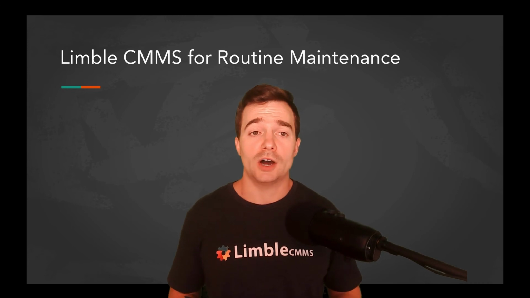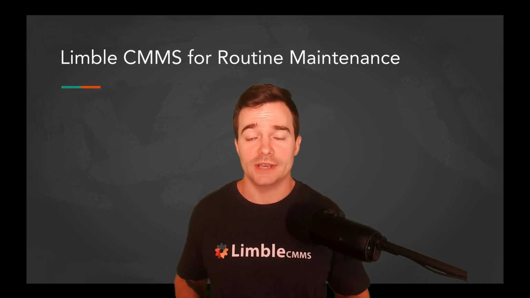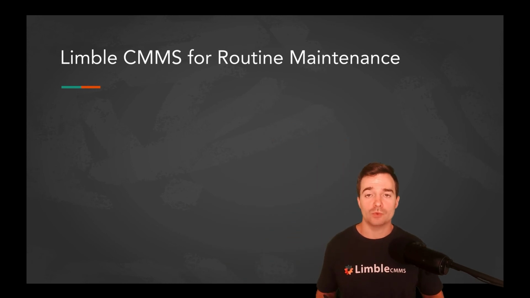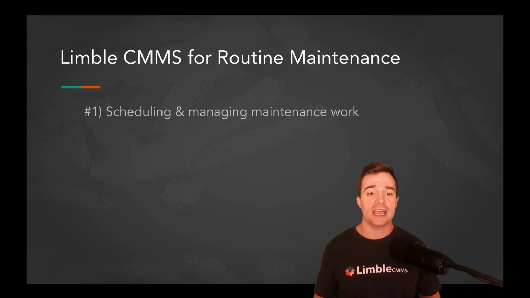So one of the things that can help you with routine maintenance is a CMS system like Limble CMS. And here are a few ways in which it can help. So we have scheduling and managing maintenance work. Limble CMS helps to define balance in maintenance schedules, to use push notifications quickly to communicate task reassignments and task priority changes, to have instant access to all active and finished maintenance tasks, to optimize maintenance schedules, and to use detailed maintenance logs and reports.